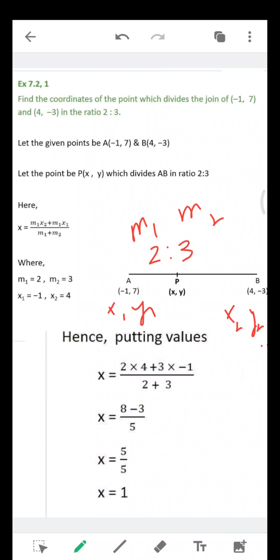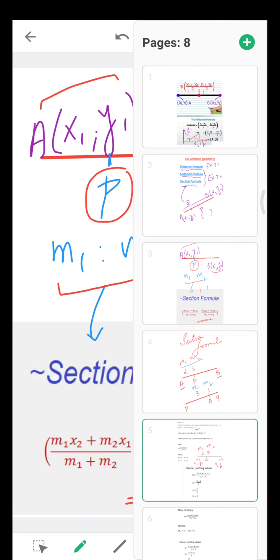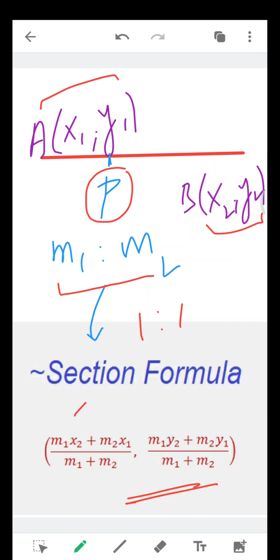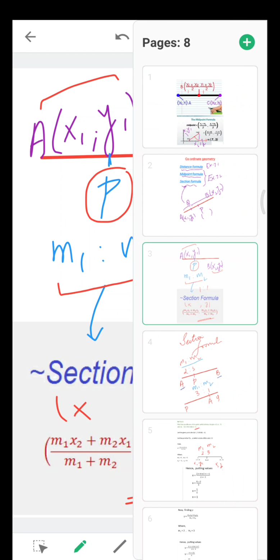Anyway, I'll take the values here again. What do we have to find? We have to find the coordinates of this point P which divides AB in the ratio 2 is to 3. The ratio is also given in the question. We can find x and y separately. To find x, I'll use this part of the formula, and to find y, I'll use the other part. You can club them together, or you can first find x using m1 x2 plus m2 x1 by m1 plus m2, and then find y using the other part. Here I am finding them separately.